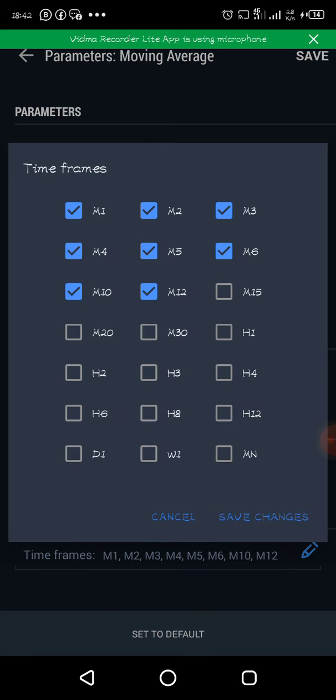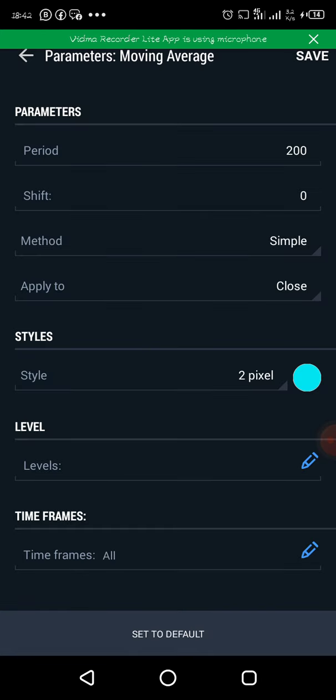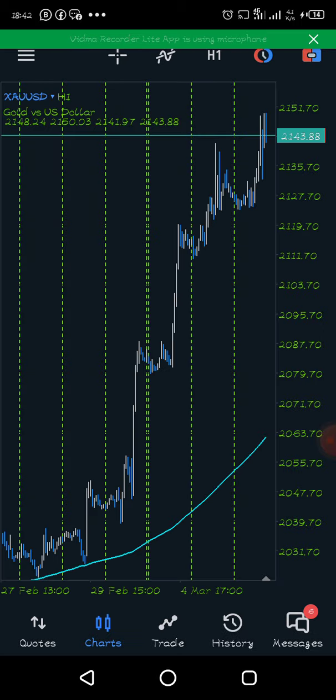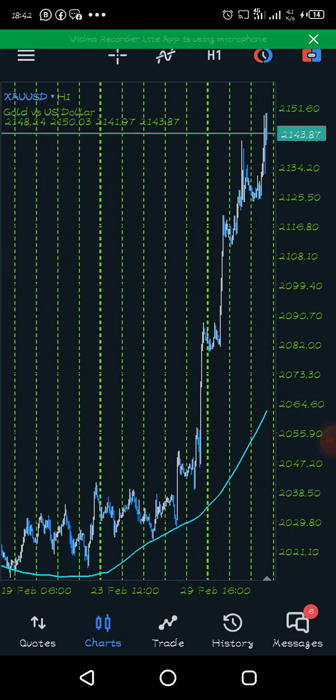So all this I'm going to put on all the time frames. Save changes. So my 200 moving average is appearing on all my time frames. So I'm going to save this. So now you have your 200 moving average in 1 hour.